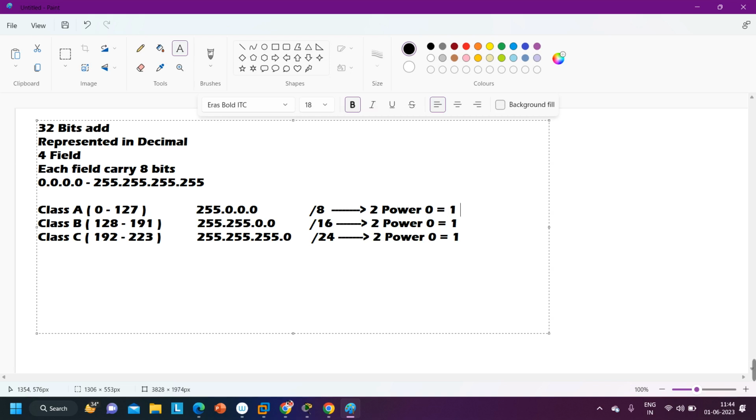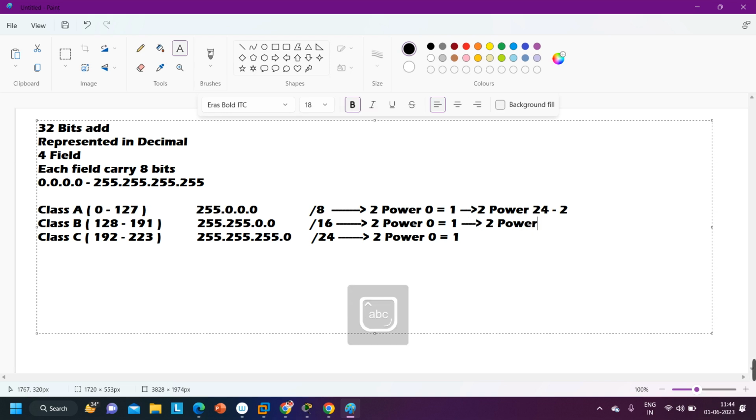Now it's time to calculate the valid hosts. So the number of valid hosts here will be 2 power what? Host bits, how many host bits do we have? 24. So 2 power 24 minus 2. This is the valid hosts of class A. Valid hosts of class B will be 2 power 16 minus 2. Done.